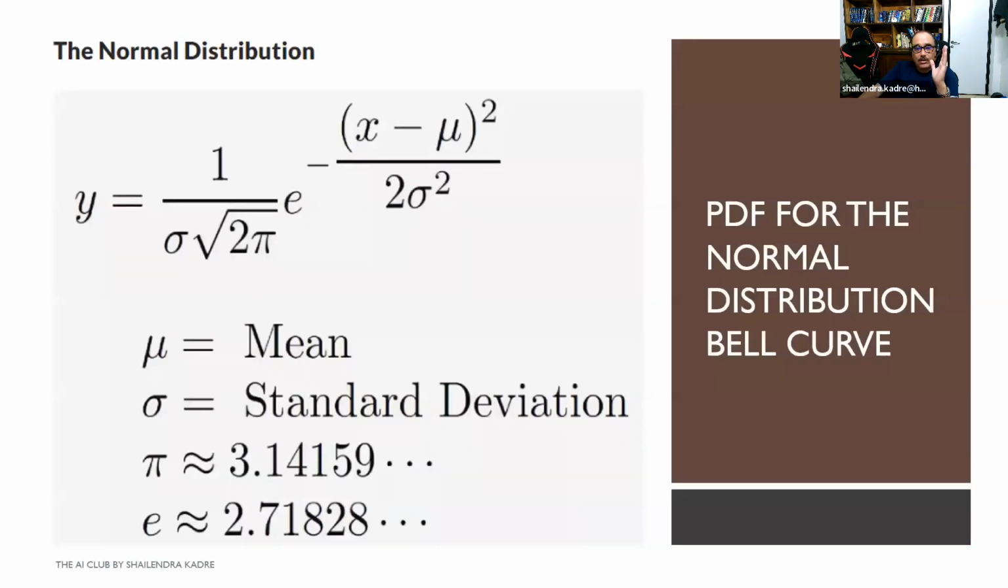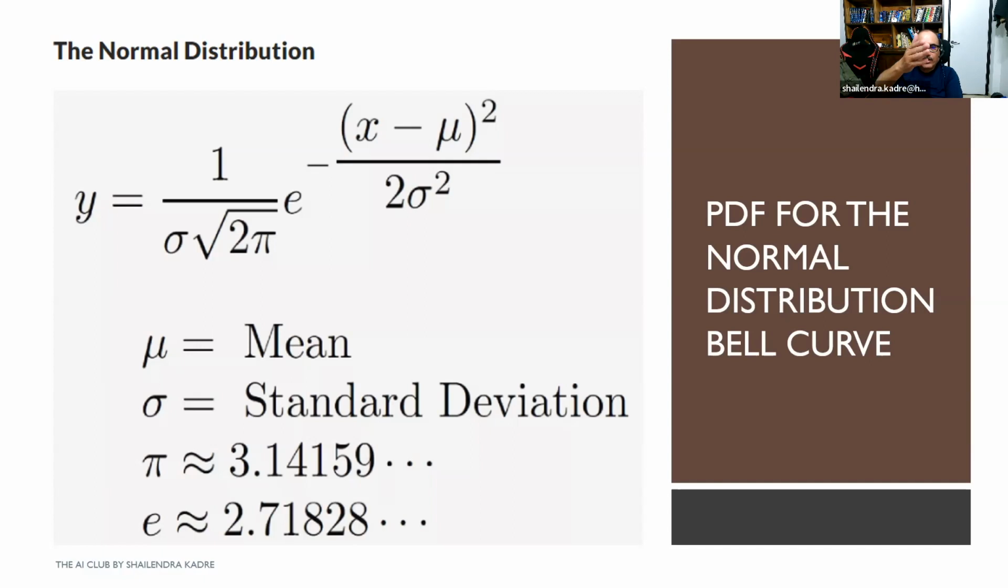Don't get worried about this formula. The formula is very simple, I will tell you. Y is nothing but your curve, which you are getting. Only two variables are there here. Mu means mean and sigma means standard deviation. Only two variables are there.